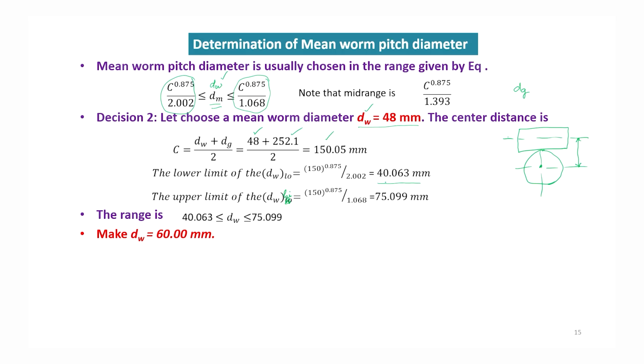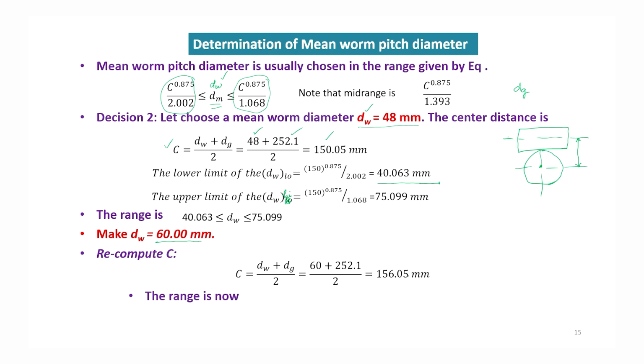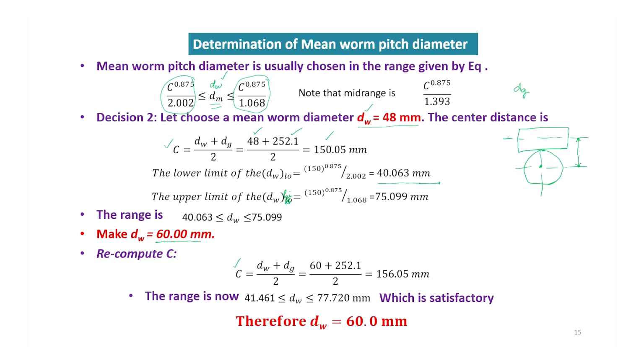So, let us take some mid value of that, and that is equal to 60 mm. Corresponding to 60 mm dw, again we will calculate the center distance using this formula, and so the new center distance is 156.05. And now again, after getting this new c, we will find the range of dw. The range of dw is obtained as 41.461 and 77.72. So, the value of dw which we had taken is satisfactory, therefore, dw is chosen as 60 mm.